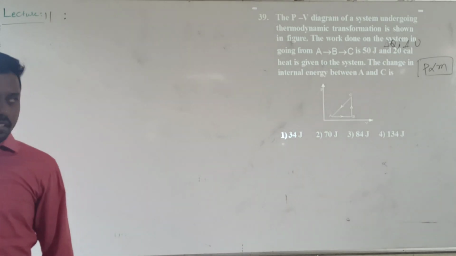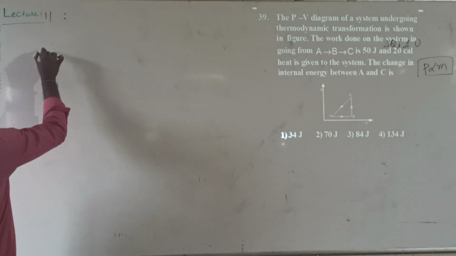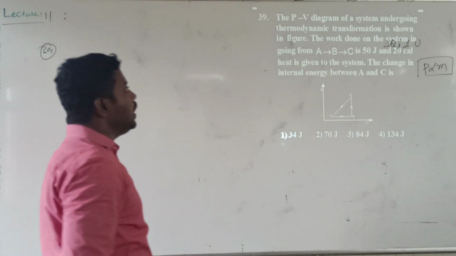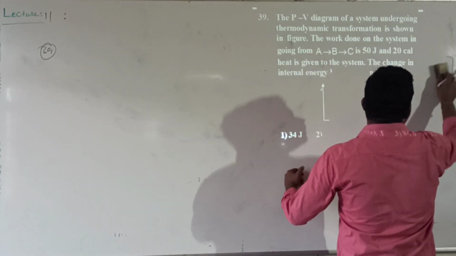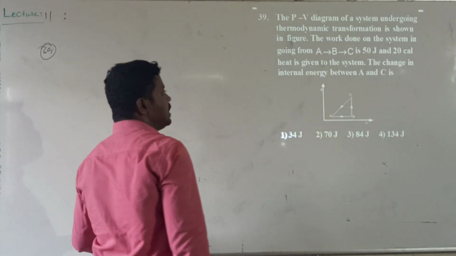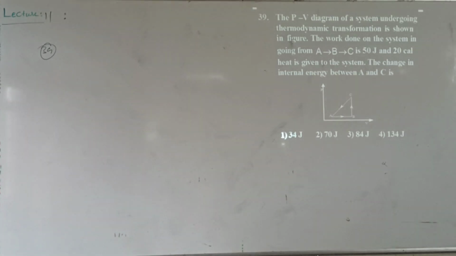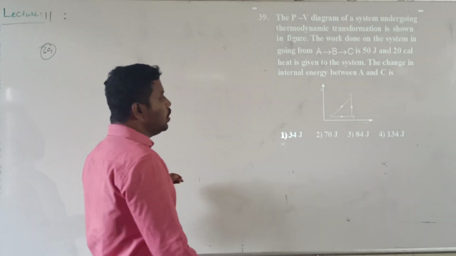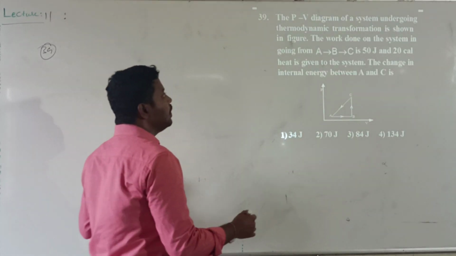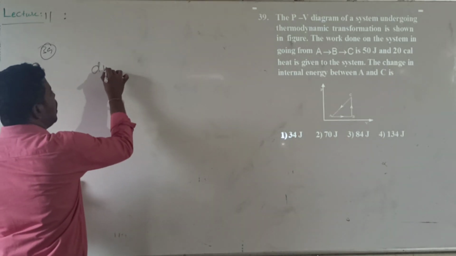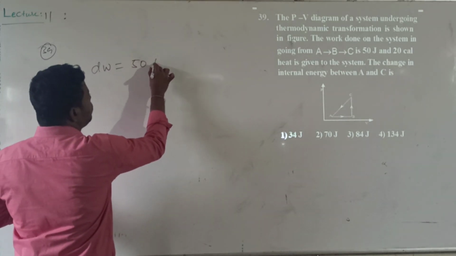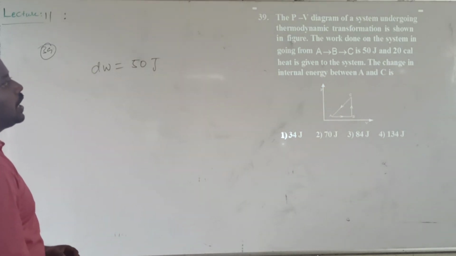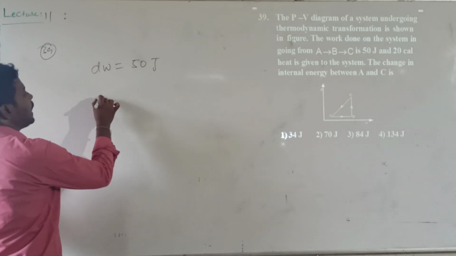Okay, now see question number 39. What is this question? The PV diagram of a system undergoing a thermodynamic transformation is shown in the figure. The work done on the system going from A to B, then B to C is 50 joules. Work done by the system, dW, means positive. Work done on the system is negative. And 20 calories of heat is given to the system.